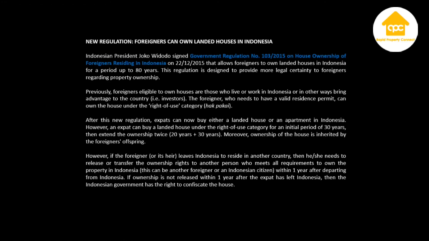The only setback is that during this entire period, if you want to rent it out or sell it, you have to sell it within this period. And if you leave the country for more than 1 year, the Indonesian government has the right to confiscate the house. So you need to plan for this as well.